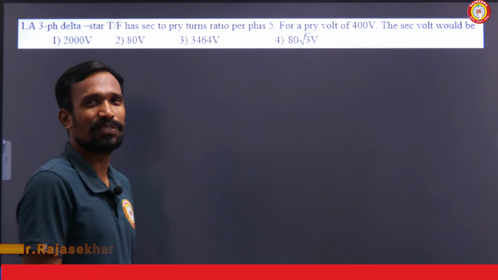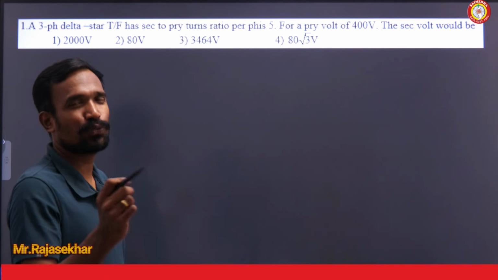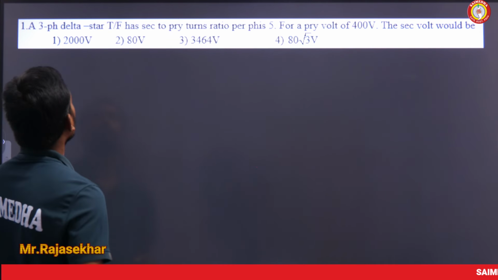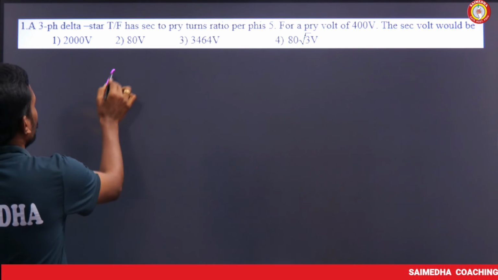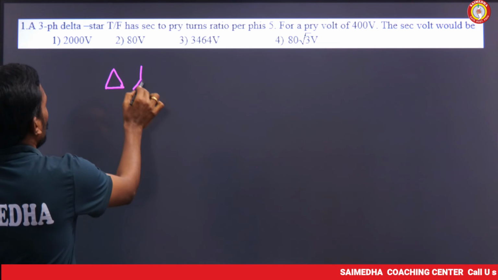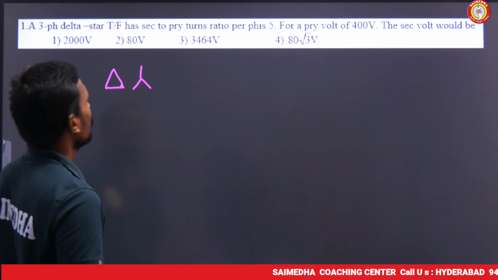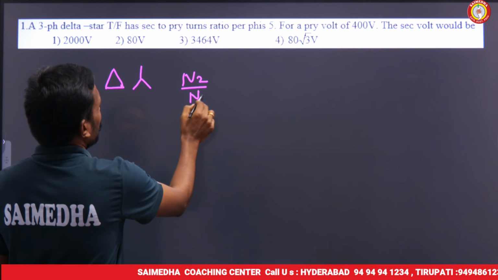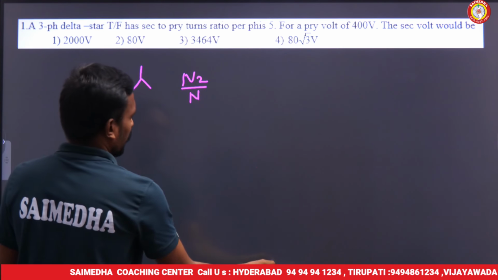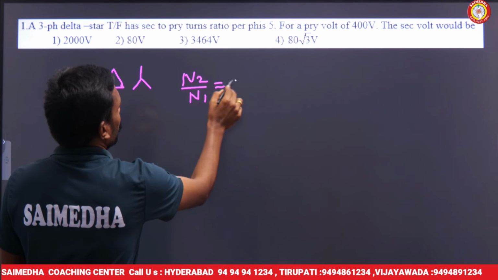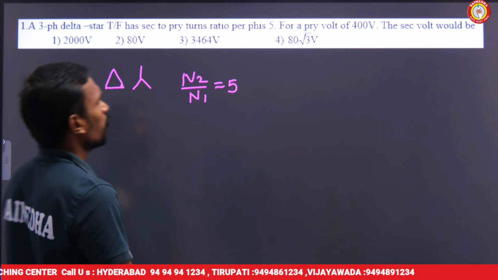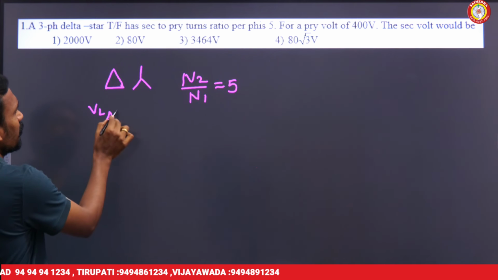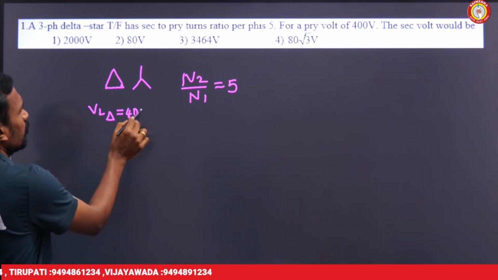Right guys, in this video, we are going to discuss a few more questions on three-phase transformers. Let's see. A three-phase delta-star transformer has a secondary to primary turns ratio K of 5. For the primary voltage of 400 volts, they have given the line voltage of delta as 400.